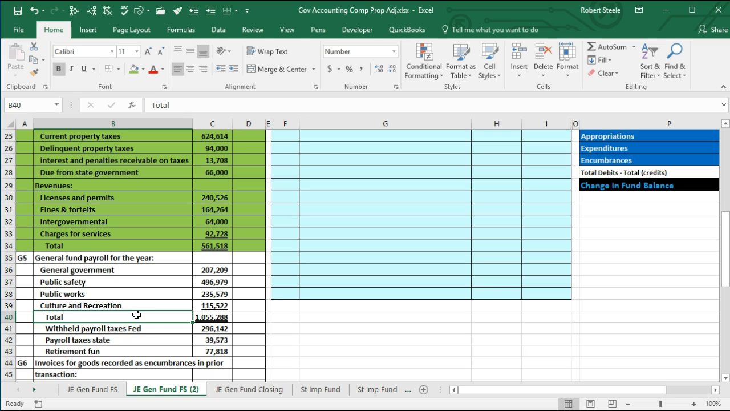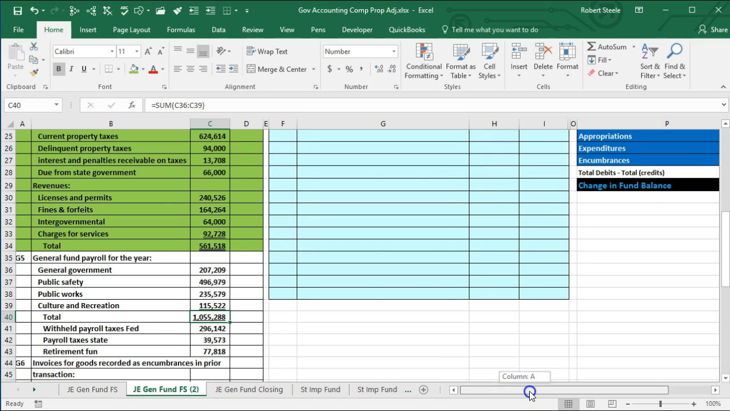And then we're going to have the similar thing we see in for-profit accounting, meaning we're going to have to withhold for federal and possibly state, depending on the state, for withholdings for the payroll that we pay out. So we're going to record the expense here. We're going to record it as an expenditure for the general fund.